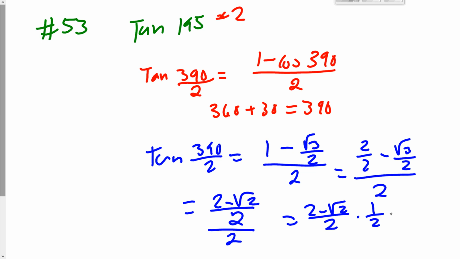I'm just going to keep saying the same thing, because all these answers look very similar. 3 over 2 equals 2 minus root 3 all over 4, right? So there's our answer for that.